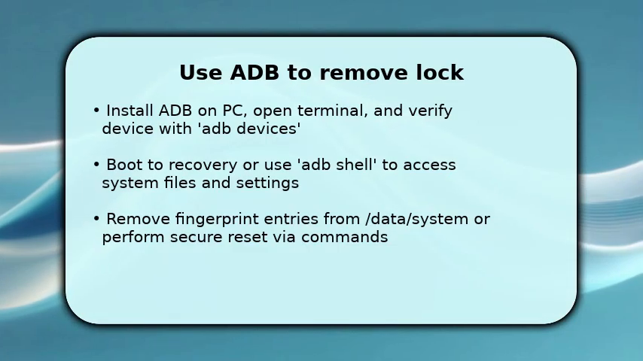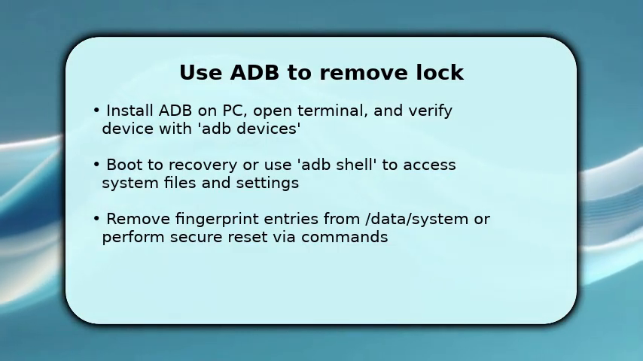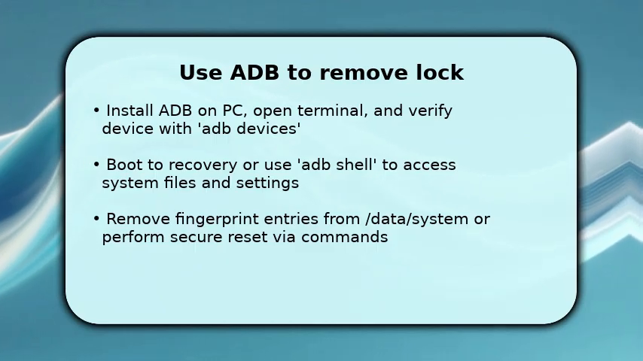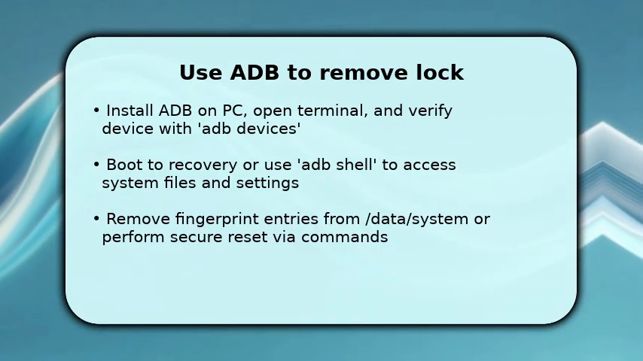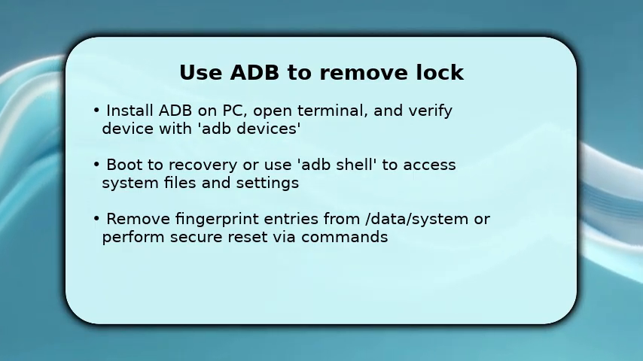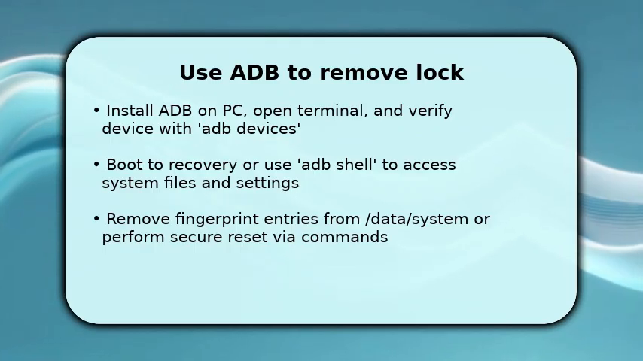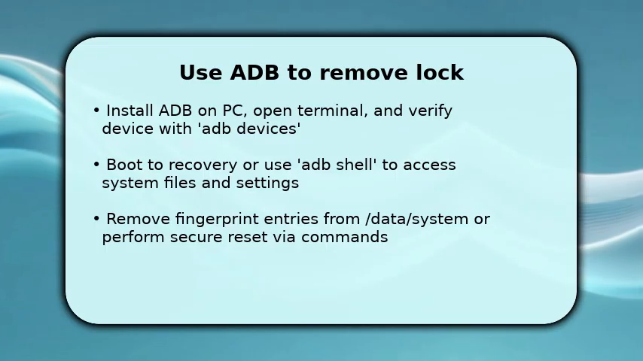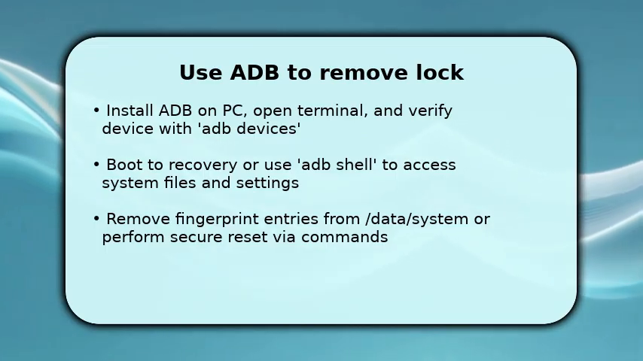If available, mount /data as read-write, navigate to /data/system and remove files named gatekeeper.password.key, locksettings.db, and any fingerprint-related files. Alternatively, use adb shell su, pm clear com.android.settings, or the supported OnePlus fastboot commands to trigger a secure reset.